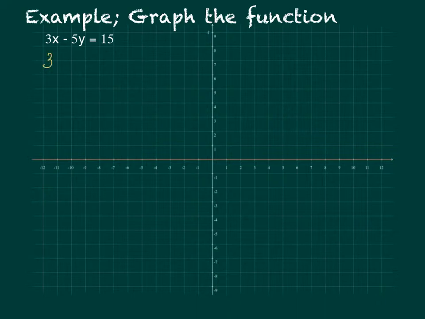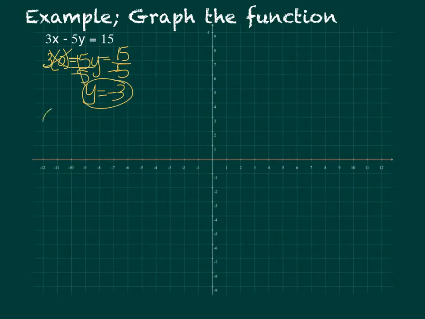So I'm going to put in 0 for x, minus 5y equals 15. So that's 0, minus 5y, so I'm going to divide by negative 5. So y equals negative 3. So that means the point 0, negative 3 is on the graph. So 0, negative 3 is right there. So I'm going to just graph that point.